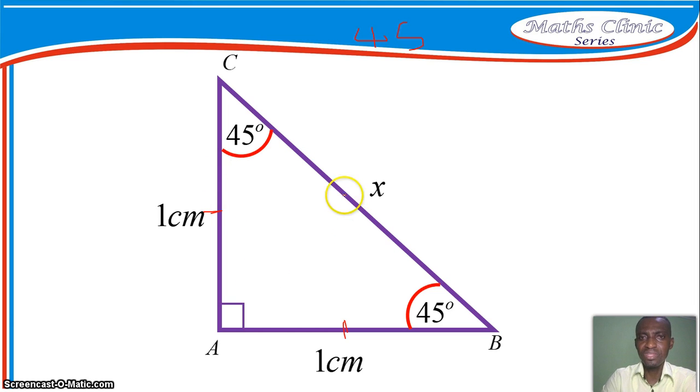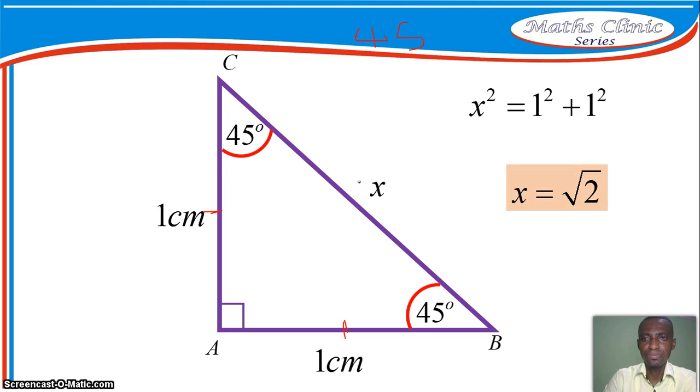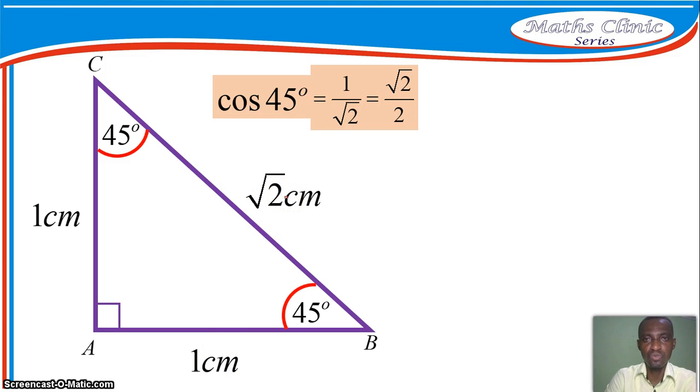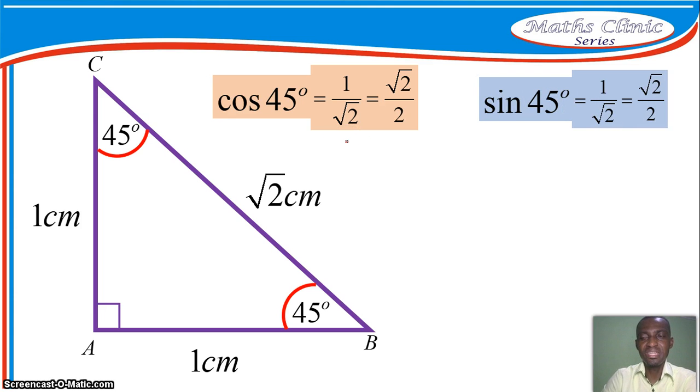So the x here can be calculated using Pythagoras theorem. And when you go through that, you get x to be equal to root 2. So I can put root 2 in place over here. And if you ask me what is cos 45, I can say cos means adjacent over hypotenuse. Adjacent of the 45 here is 1, and its hypotenuse is root 2. And if I use this 45, its adjacent is still 1, and its hypotenuse is root 2. So I can say 1 over root 2, which is the same as root 2 over 2 if I rationalize the denominator.